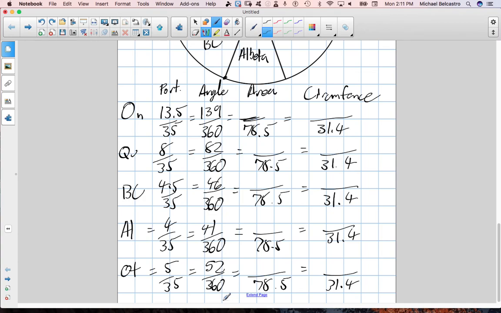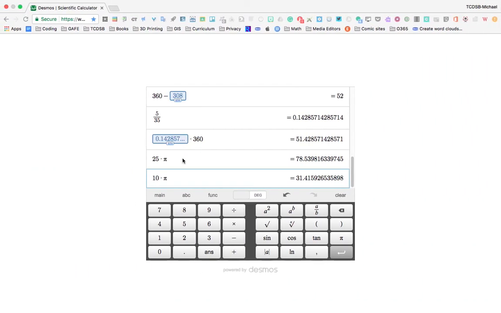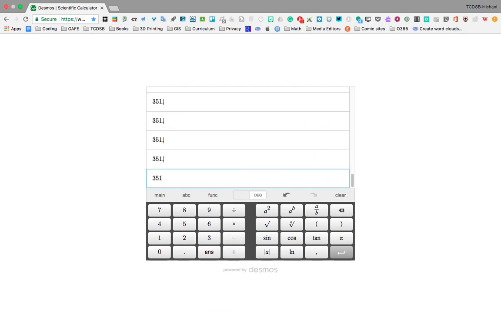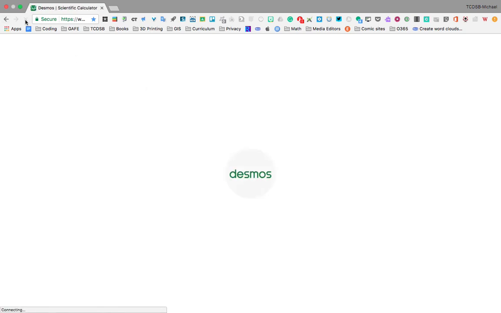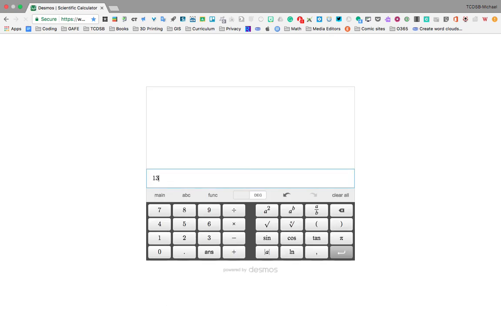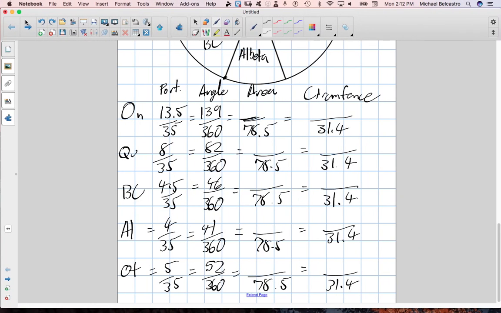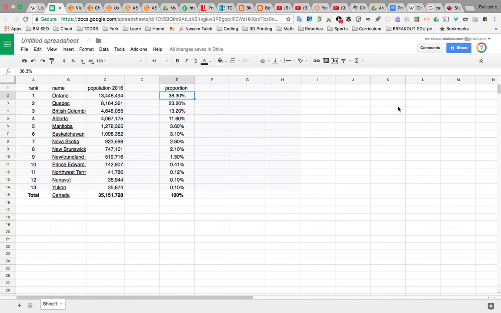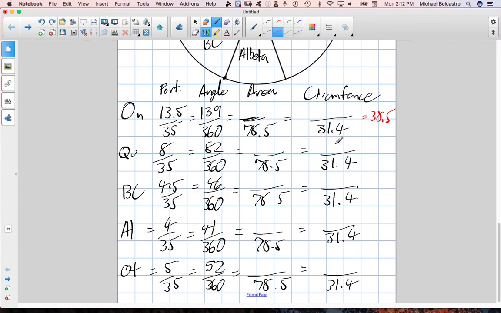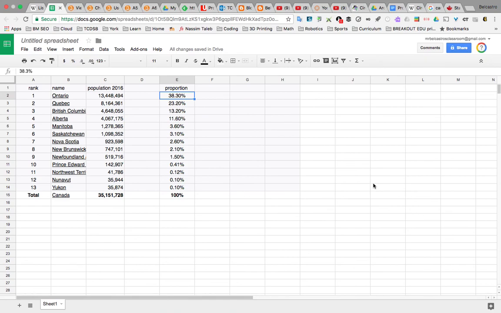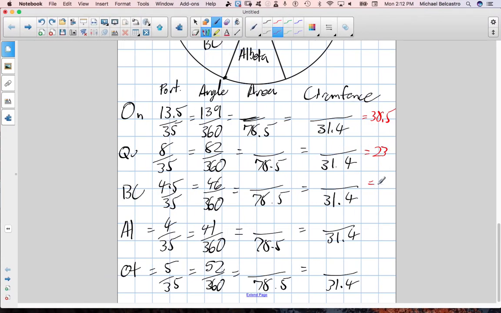So we have 13.5 divide 35. Let's do that one to start. 13.5, oh, did it again. Reload that page. 13.5 divide 35. Here's our percentage. It's 38.5. I'm going to put that on the side here. 38.5, which is what they had here, 0.3. Pretty much the same. This one's probably going to be about 23, like they said over there. This one's probably going to be about 13 and 11. 13, 11. We could tally those all up.